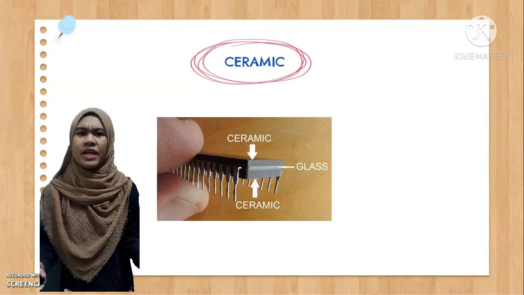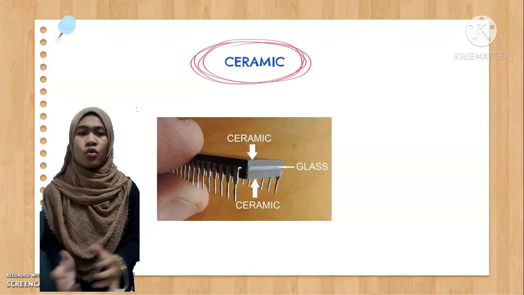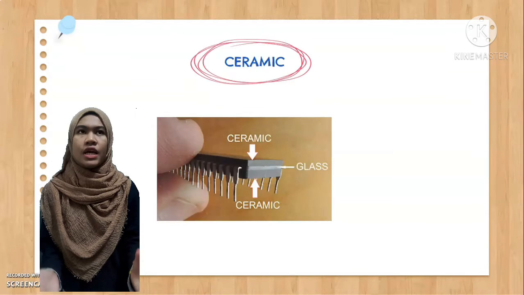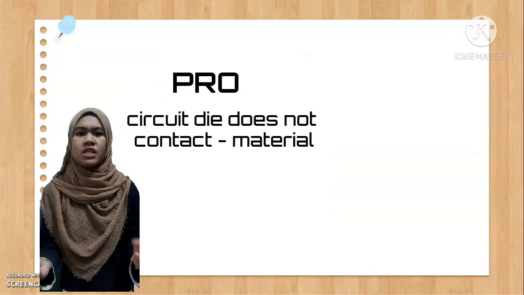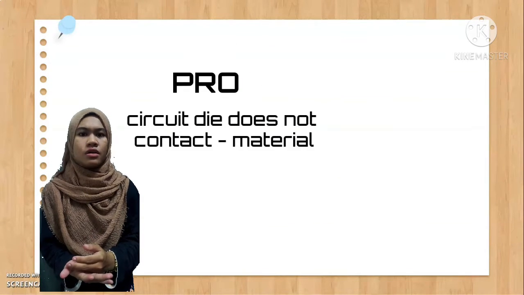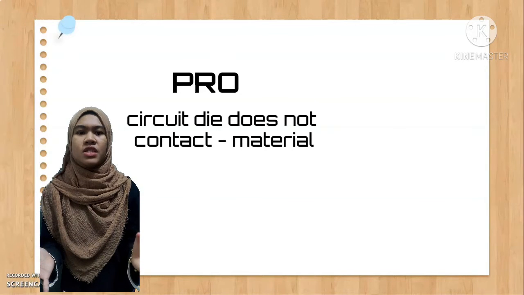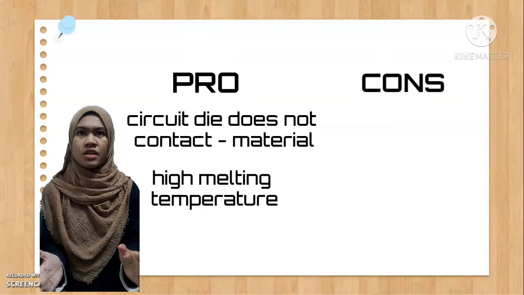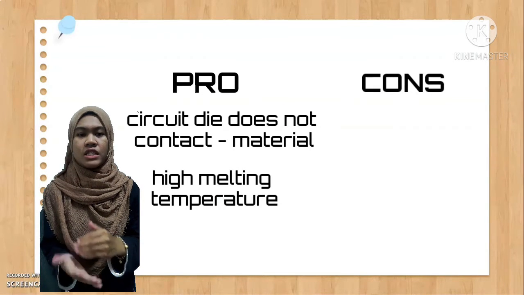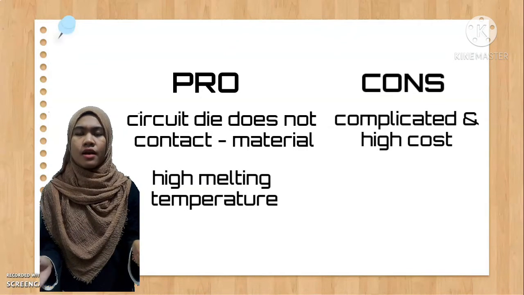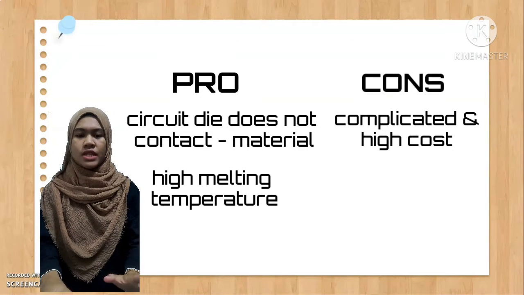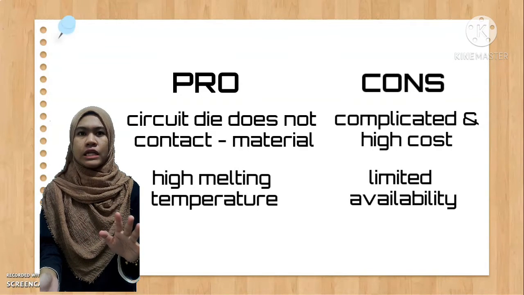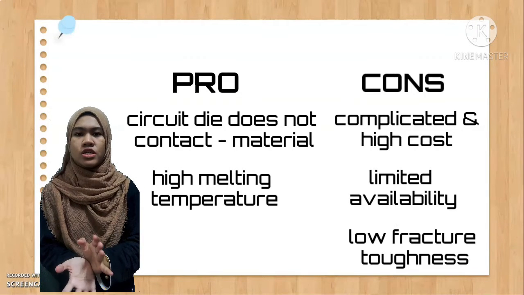Ceramic packaging is typically used in applications that require either maximum reliability or high power with a hermetic seal. The advantage of this type of packaging is that the circuit die does not come in contact with the ceramic packaging material, and it also has a high melting temperature. The disadvantages are that it is more complicated and has a high cost in the manufacturing process. The availability of this packaging is also limited, and it has a low fracture toughness.